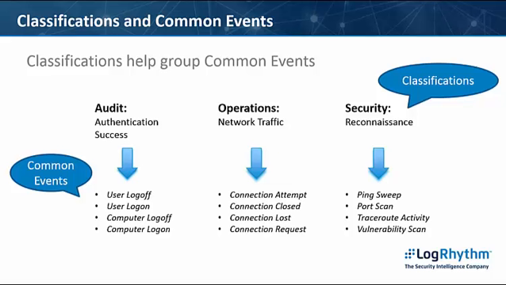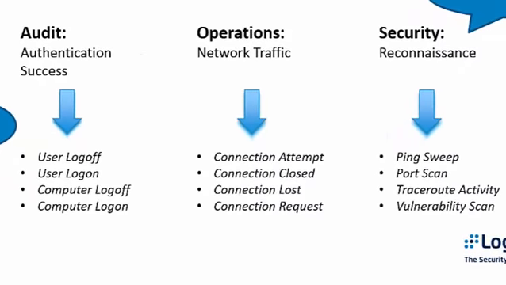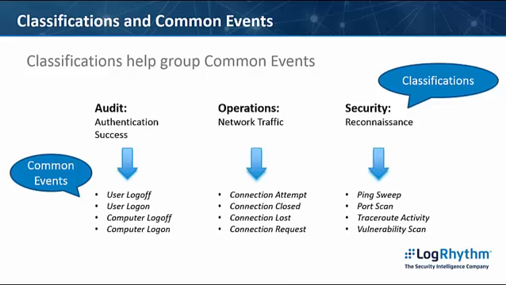For example, if a Windows computer connects to a network for the first time in a day, it will perform a computer logon type of event with the domain controller. If a user accesses the same computer, a user logon log message is created to indicate the successful authentication type activity for that user. Looking at the operations type classifications shown here, the common events occurring under network traffic include connection attempt, connection closed, connection lost, and connection request. Those are all common network traffic type operations events.